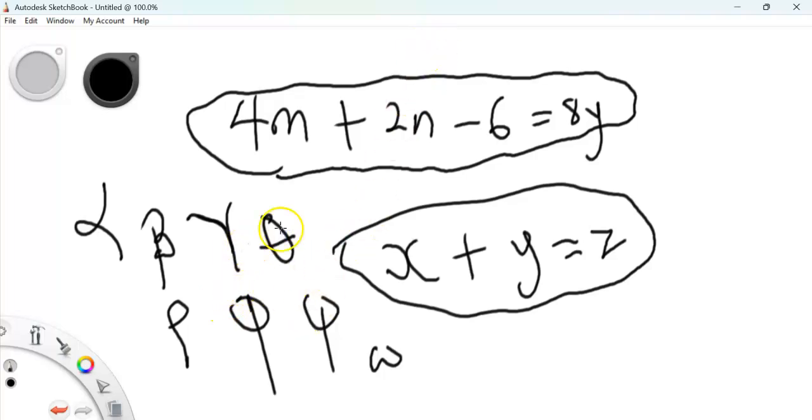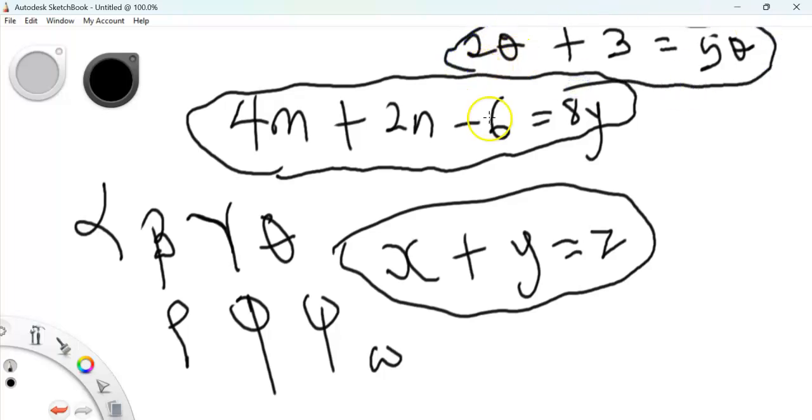Now sometimes, in angles, you see things like 2 theta plus 3 is equal to 5 theta. This thing is also a kind of algebra. Even though it's not the English alphabet, the kind of alphabet they presented here is a Greek alphabet. Do you understand? Okay, so let's move over to the next thing.